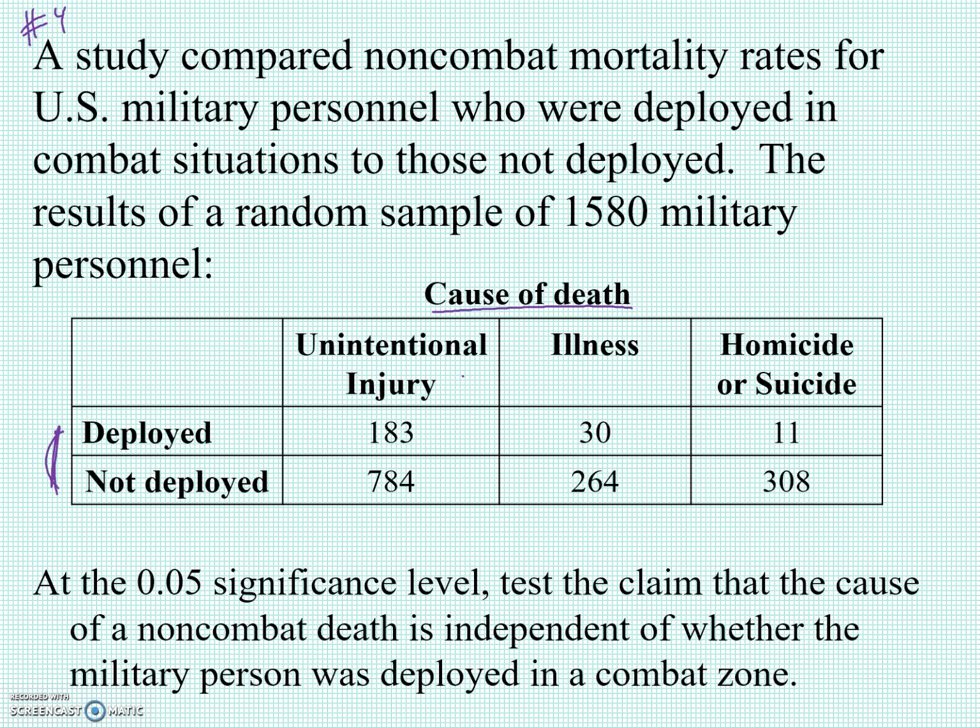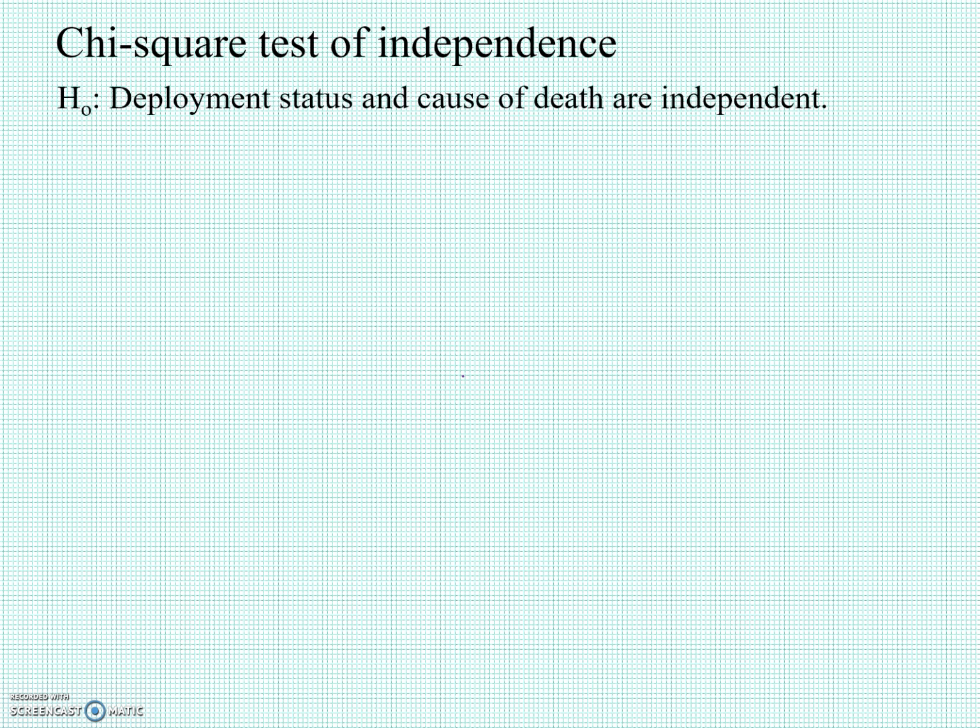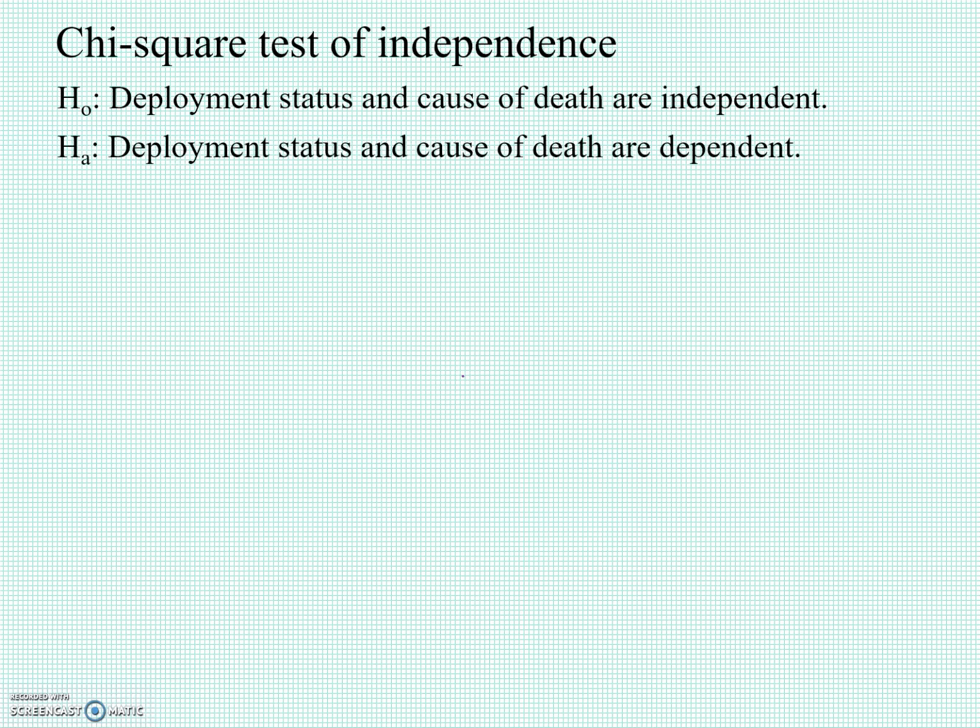If you have multiple populations within your two-way table, that is a different kind of test we're going to talk about here in a little bit. So we're going to do a chi-square test of independence. My null hypothesis is that the deployment status and cause of death are independent. My alternative hypothesis is that deployment status and cause of death are dependent. The next thing I have to do before I even continue is see if my expected counts are high enough for me to be able to use this test.